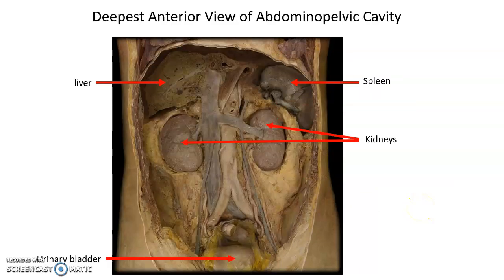And another even deeper view of the abdominopelvic cavity. A little piece of the liver's left. Here's still the spleen. And look, now we can see the kidneys. So if we remove all those intestines, we can get to the kidneys, part of the urinary system, and they lead by this tube down to the urinary bladder.